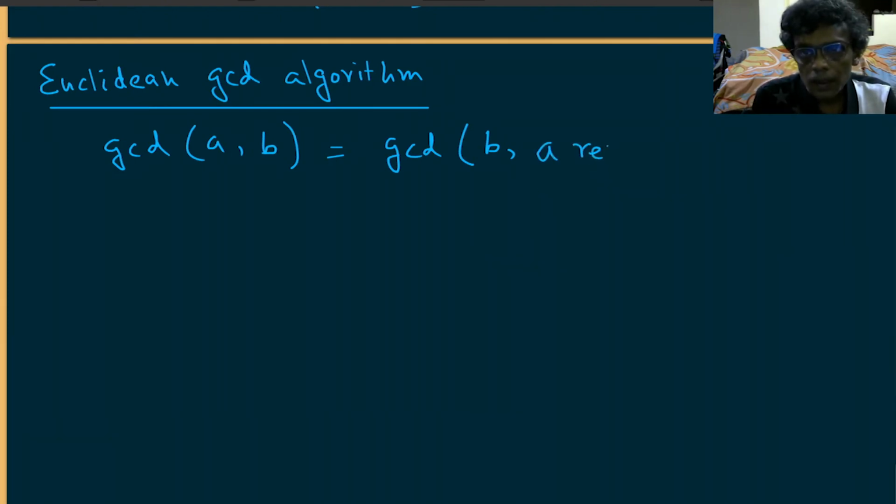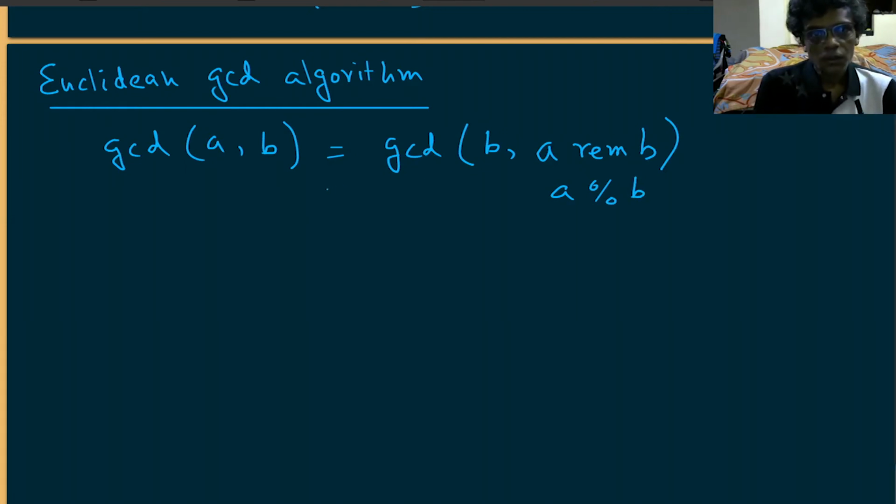A remainder B, or if you choose, you may call it A % B. So this is basically the idea behind Euclid's GCD algorithm. Why does this algorithm terminate? Because you look at the second component B, and this is the remainder when something is divided by B. So this is less than B, that is, less than or equal to B minus 1. Next time again you will get another remainder which is smaller than this, and this cannot proceed indefinitely. Eventually this algorithm will terminate.